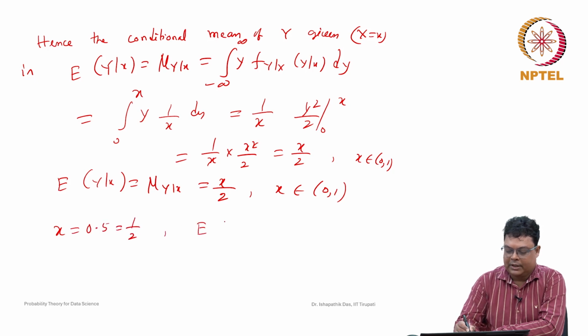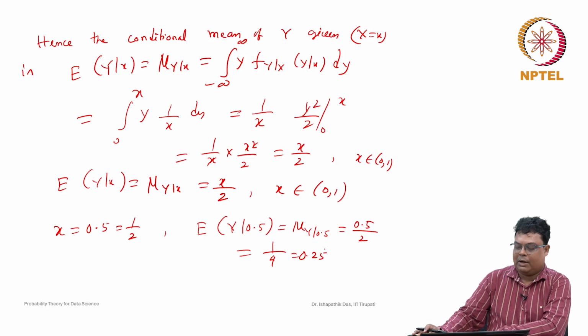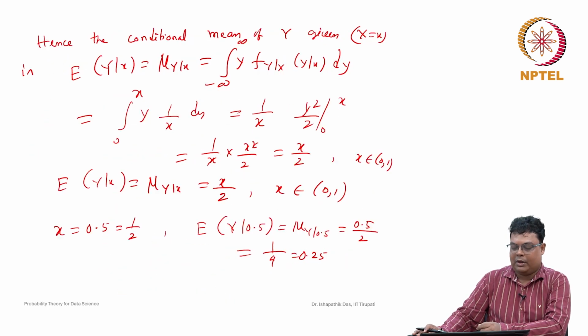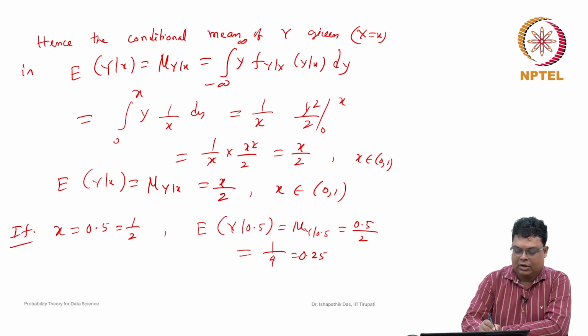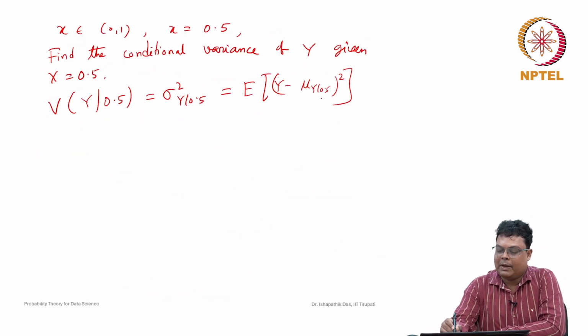So the expected value of y given 0.5, which is equal to mu of y given 0.5, is nothing but 0.5 by 2. So this is 1 by 4, 0.25. We will find this value from here whenever x is given as 0.5.